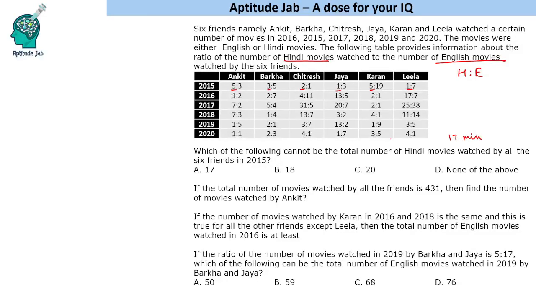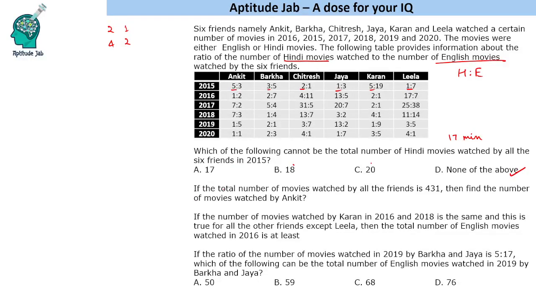Okay, now can someone watch one more extra Hindi movie? Yes, Jaya can watch one more extra movie. So 18 is also possible. Okay, and then 20 is another option. Let us say Chitresh watches two more movies. So 2:1 could mean that two Hindi, one English, or it could also mean four Hindi and two English, right? So you can add two more to it, right? So the answer will be none of the above. So any number after 17 is possible. 17 is the minimum, and any integer after 17 is possible.